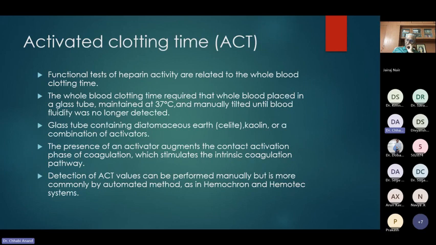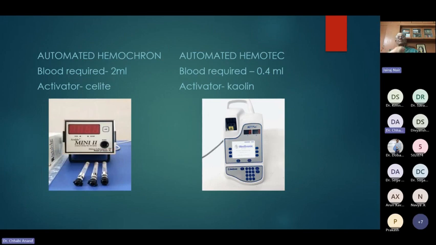Detection of ACT values can be performed manually, but is more commonly done by automated methods, in the Hemochron and Hemotec systems. This is the automated Hemochron and this is the automated Hemotec. Blood required here is 2 ml and here it's 0.4 ml. The activator is celite, and in Hemotec the activator is kaolin.